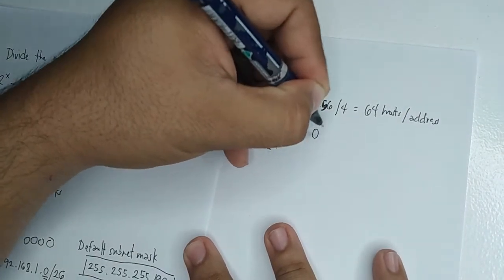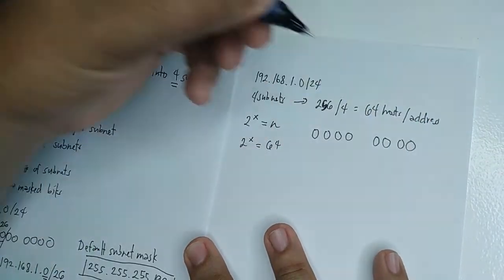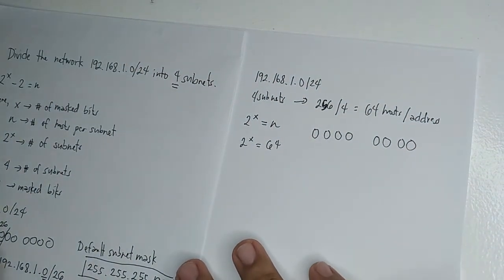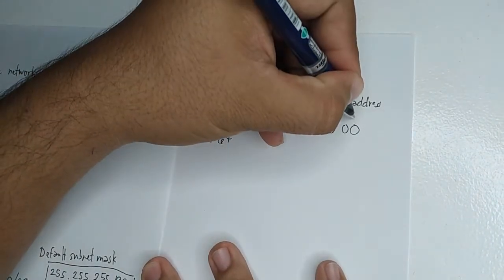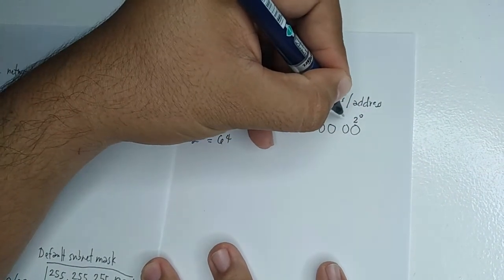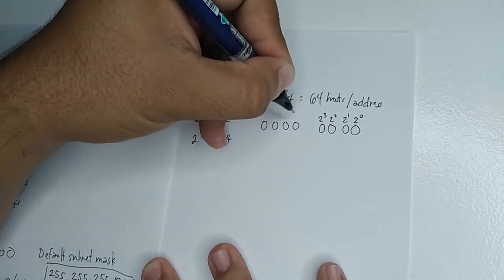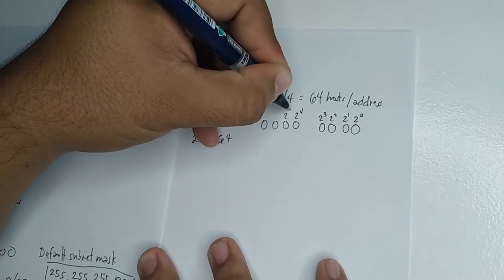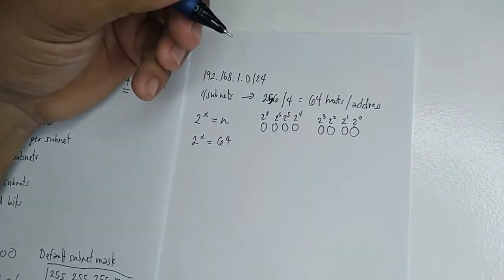For example, you have 1, 2, 3, 4 and 1, 2, 3, 4. If this is our binary value, each position says 2 raised to 0, 2 raised to 1, 2 raised to 2, 2 raised to 3, 2 raised to 4, 2 raised to 5, 2 raised to 6, and 2 raised to 7.